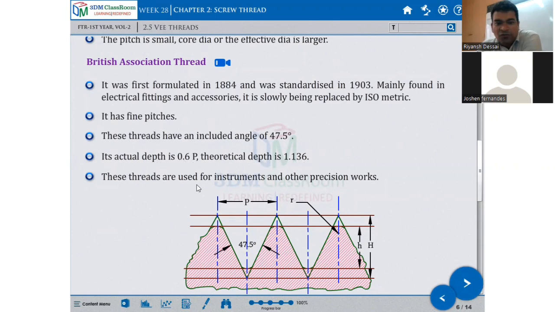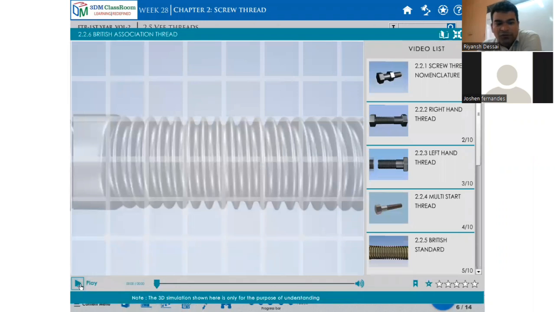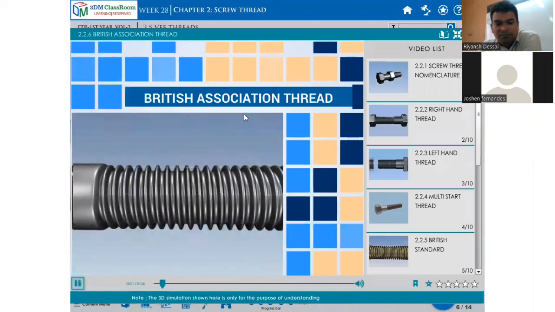These threads are used for instruments and other precision work, having the 47.5 degree angle. In this video you see the British Association thread. A visual representation of a British Association thread is shown in this video.